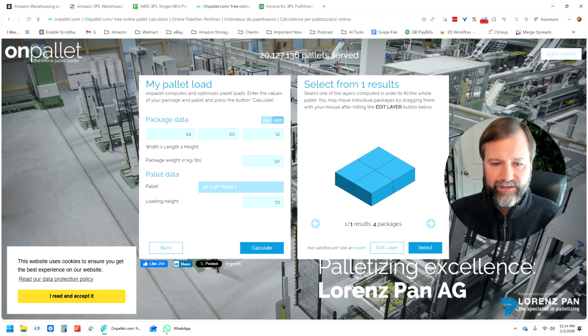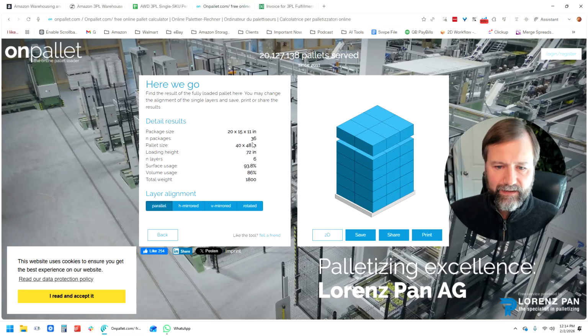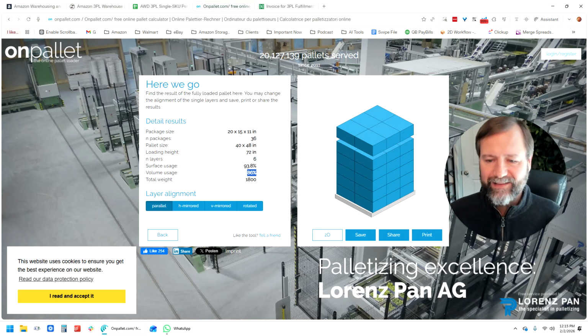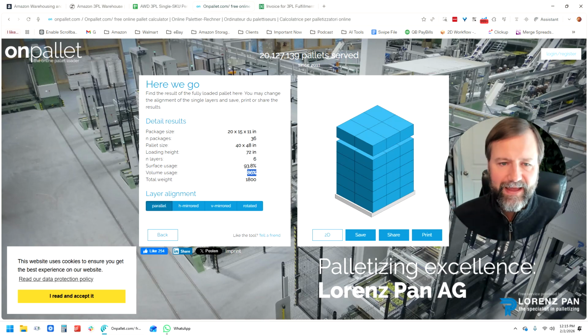Let's say we had done, let's just give some random numbers here. We don't have an optimized case pack. Now we're fitting 6 per layer and 6 layers, 93% surface used, 86% volume used. So not quite as perfect as the other case pack. So it's a cool little calculator to figure that out if you're maximizing.